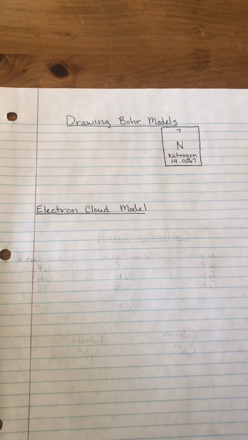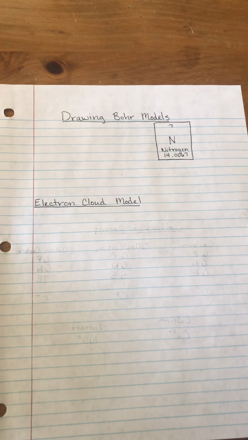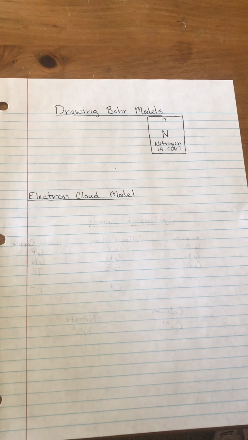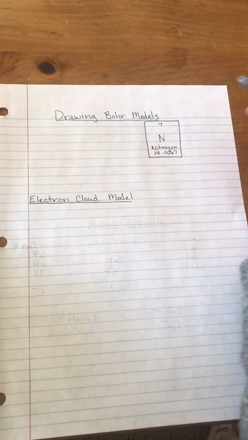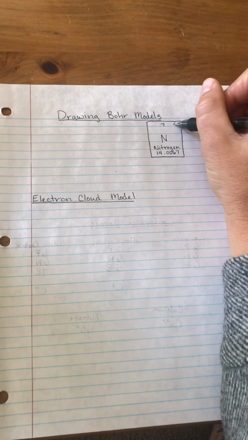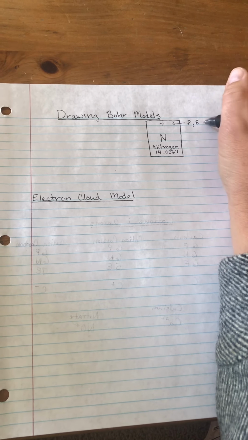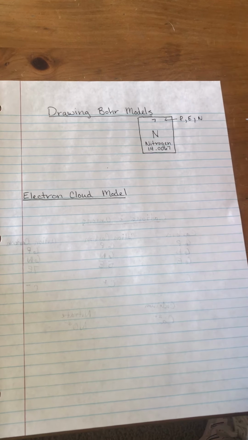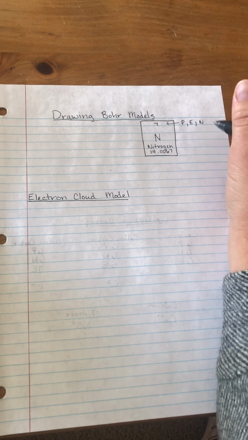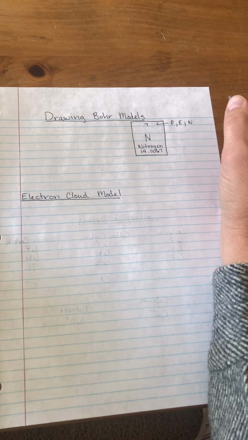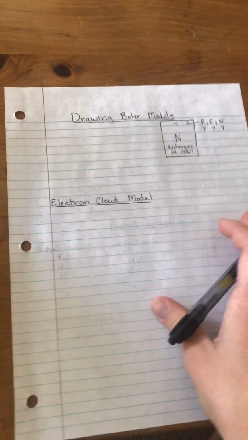Alright, today I'm going to walk you guys through drawing Bohr models and electron cloud models. The element we are going to use to draw these two types of atomic models is nitrogen. Nitrogen is an element that has 7 protons and 7 electrons and 7 neutrons, because if we take the atomic mass and subtract the atomic number, you get 7, which gives you the number of neutrons. So 7, 7, 7. It's a pretty easy one to do a Bohr model for.